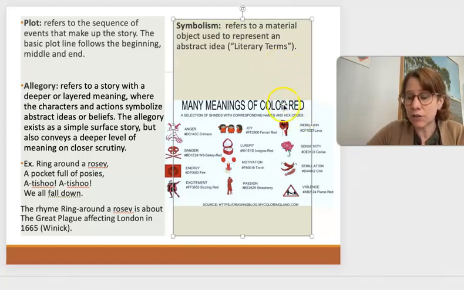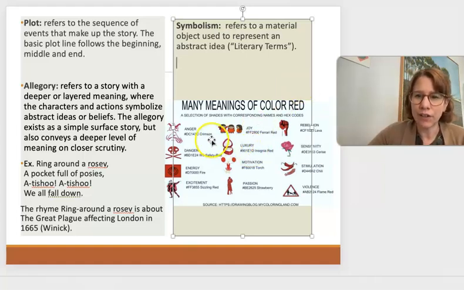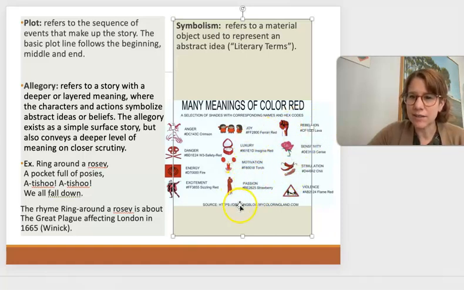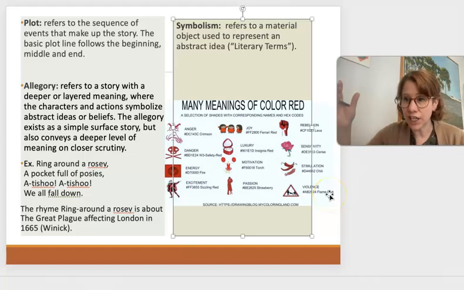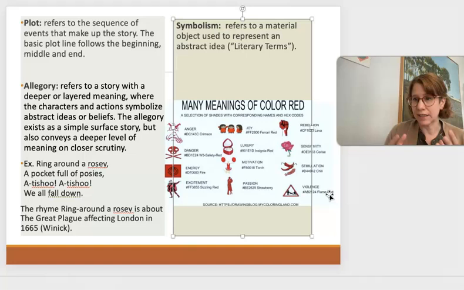In some cases, you could have color symbolism. So in Little Red Riding Hood, the color red might be symbolic of a certain idea or feeling. The color red can represent anger, danger, passion, violence, bloodshed. So colors can be symbolic, but also objects, things.